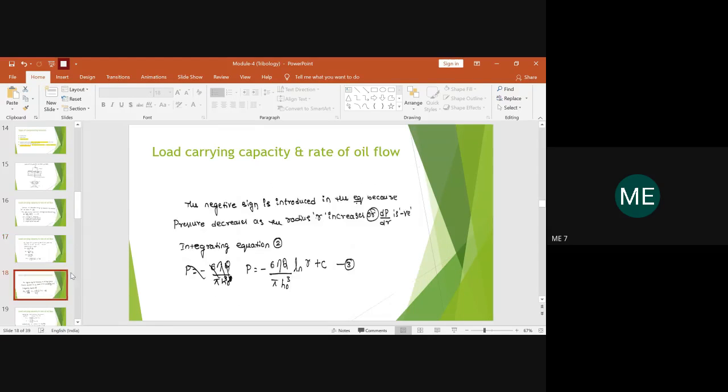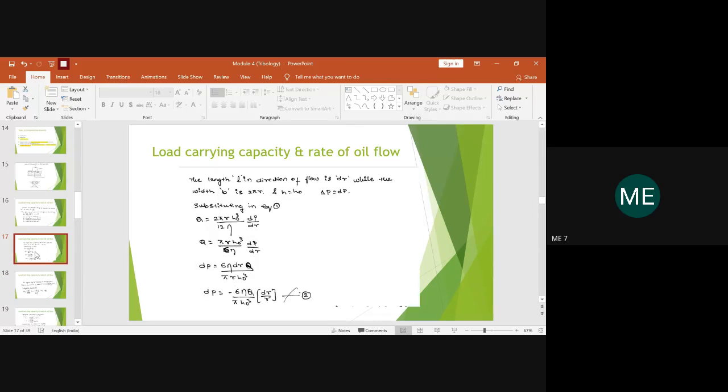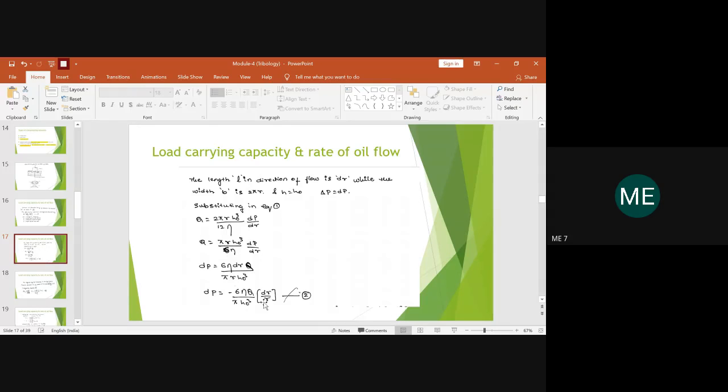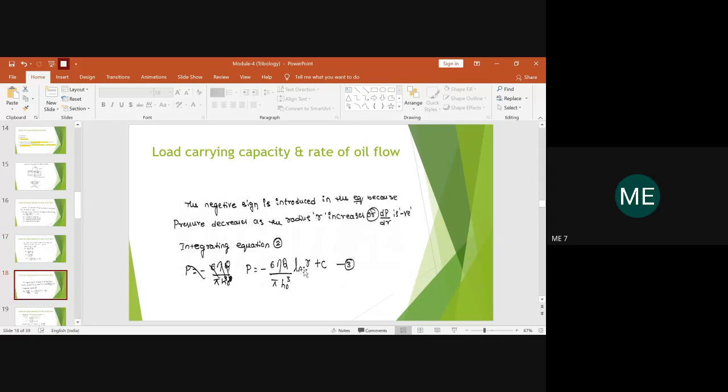So once this is done, we will integrate this equation. So when you integrate, so this is the equation what you integrate. So when you integrate, you will get P is equal to, the constant you will keep one side, 6 mu Q upon pi h naught whole cube into log of r. So you will get this when you integrate dr by r. So after that, one constant term comes into the picture. So after integration, you will put this as equation 3.